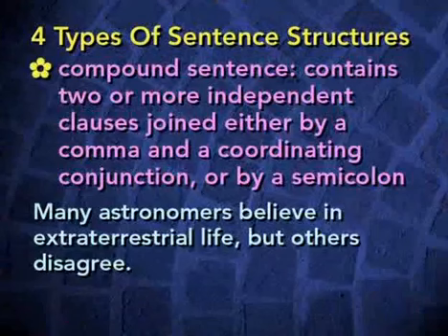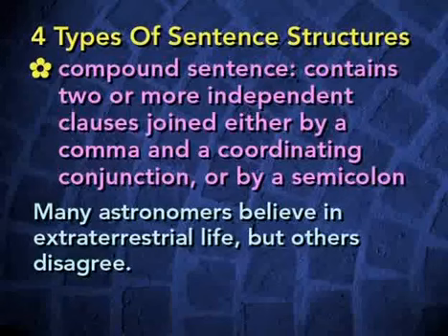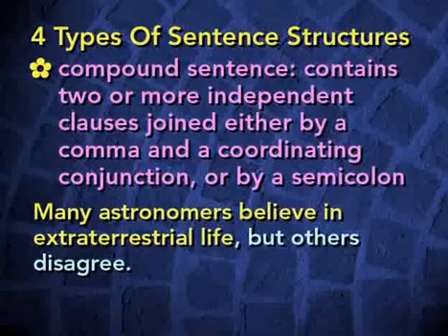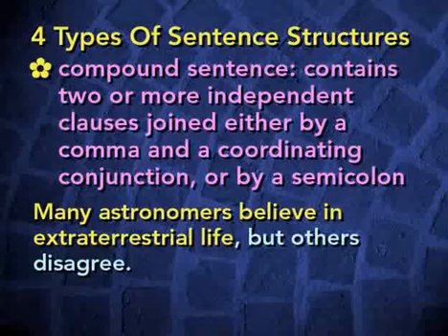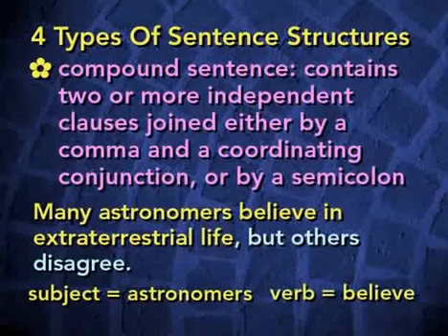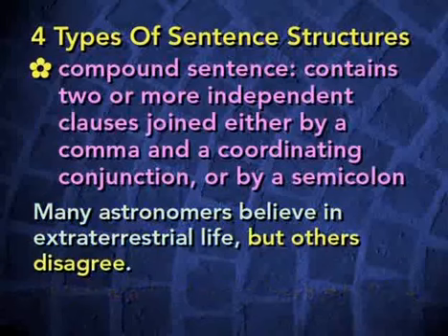Let's take a look at an example of a compound sentence. Many astronomers believe in extraterrestrial life, but others disagree. Here we have two independent clauses which have been joined together to form a single compound sentence. The first independent clause is, many astronomers believe in extraterrestrial life. The word extraterrestrial means life outside of this planet, outside of the Earth. That could stand alone as a sentence. It's an independent clause. It contains the subject, astronomers, and the verb, believe, and it could stand alone as a sentence.